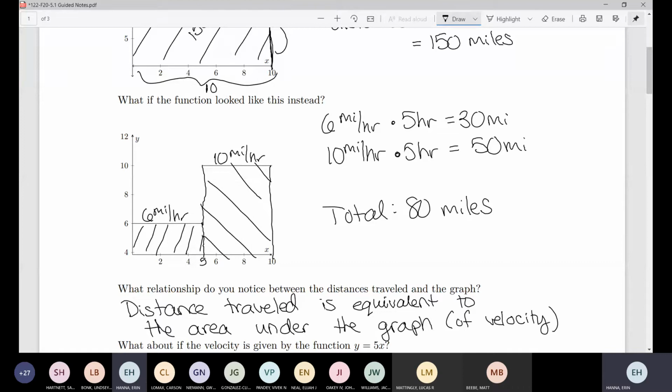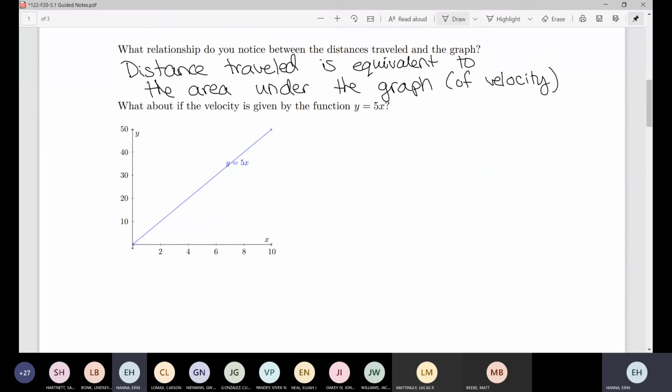So those distances showed up on the graph as an area. So what if instead of a constant velocity, or a constant velocity in one piece and a constant velocity in another piece, what if we say that our velocity is a function of time, so it's some 5x, so you're speeding up over time, and that's your velocity. Well, I still wanted to find the distance that I've traveled in those first 10 hours. In this situation, pretend we cut it off at 10.